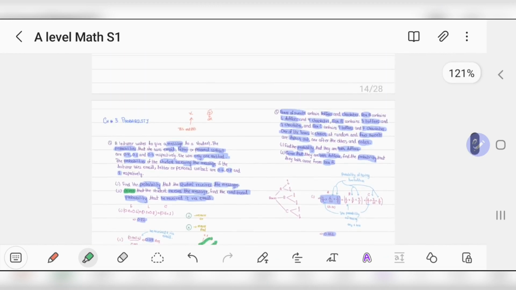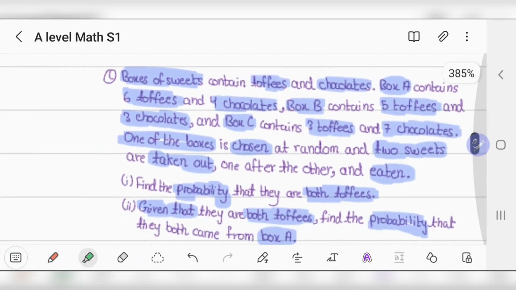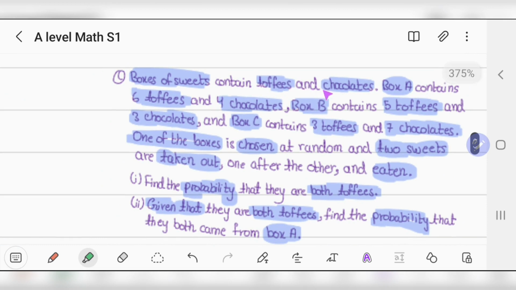Now another question. Boxes of sweets contain toffees and chocolates. Box A contains 6 toffees and 4 chocolates. Box B contains 5 toffees and 3 chocolates, and box C contains 3 toffees and 7 chocolates. One of the boxes is chosen at random and 2 sweets are taken out one after the other and eaten. Find the probability that they are both toffees.